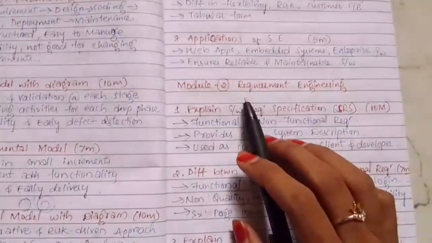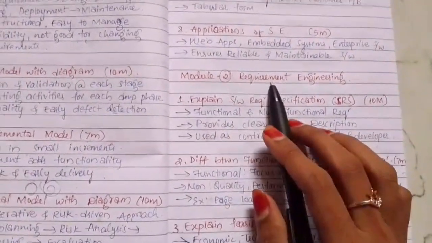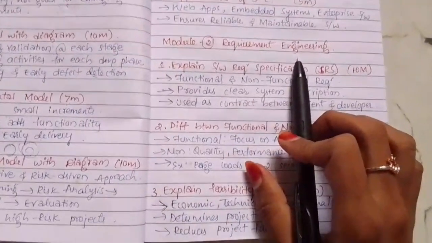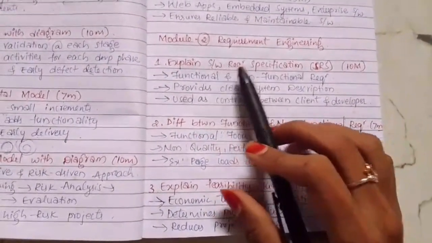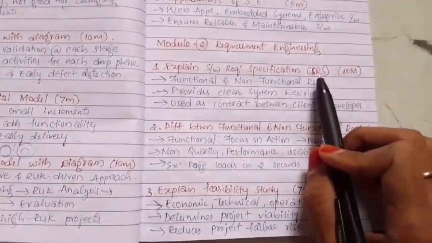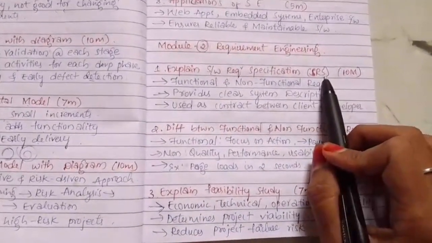This is all about the first module. Let us see the second module, that is requirement engineering. This is the second module in software engineering. Explain the software requirement specification, that is SRS.